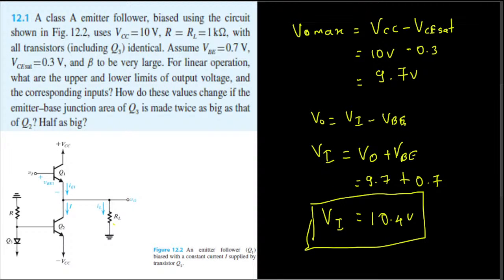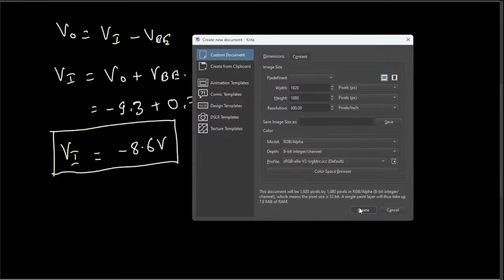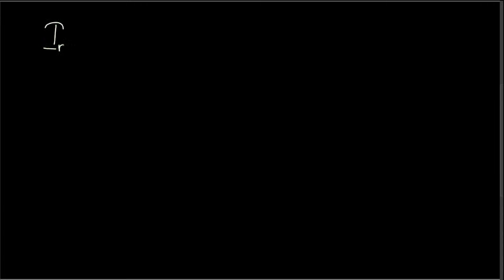And the second case we have is, how do these values change if the emitter base junction area of Q3 is made twice as big as Q2? Okay, if the area is twice as big, the new current will be changing. So the area is only going to affect the current. The new current will be, if the area is doubled, I divided by 2.